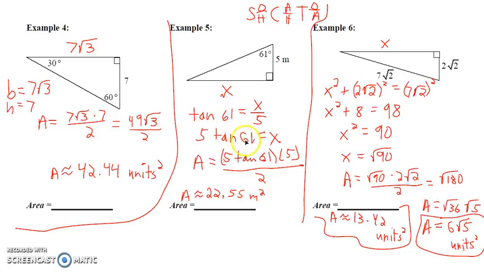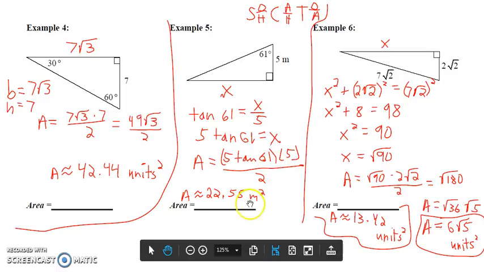So let's say I make that the base, the 5 tangent 61, then 5 would be the height. So I'm going to do this times this, and in your calculator, you could hit 5 tangent 61, enter, times 5, enter, and then divide 2, enter, and you'll get the area, this time in meters squared.